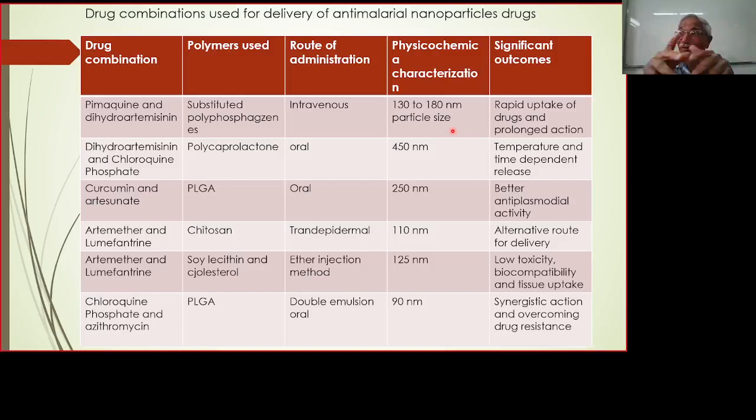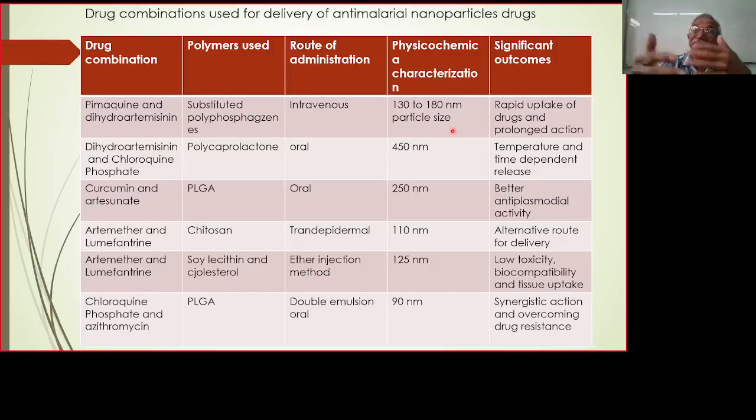Then if they are bigger, 450 nanometer, then they are given orally, as a liquid. And temperature and time dependent release is also there. So it is all dependent upon the temperature. Suppose the fever is around 104, 105, then the release will be faster. Then the action will be quicker. That is how they try to do it.